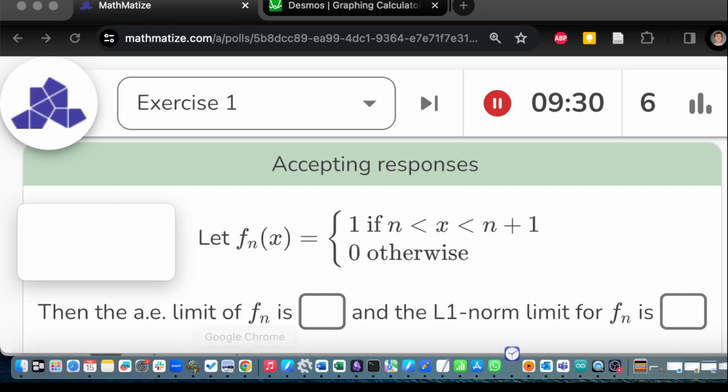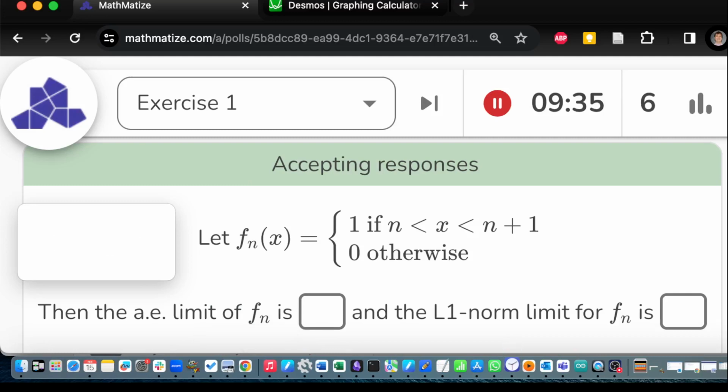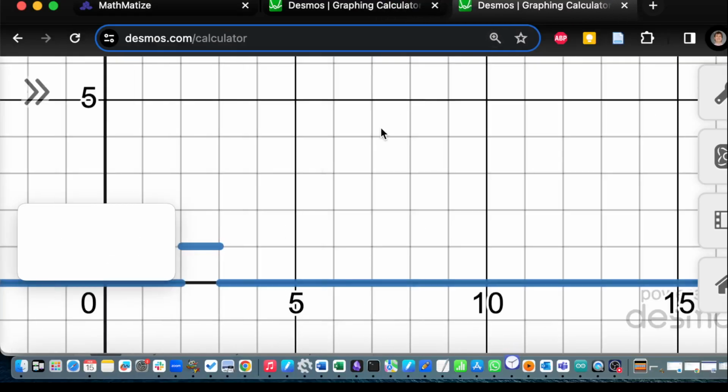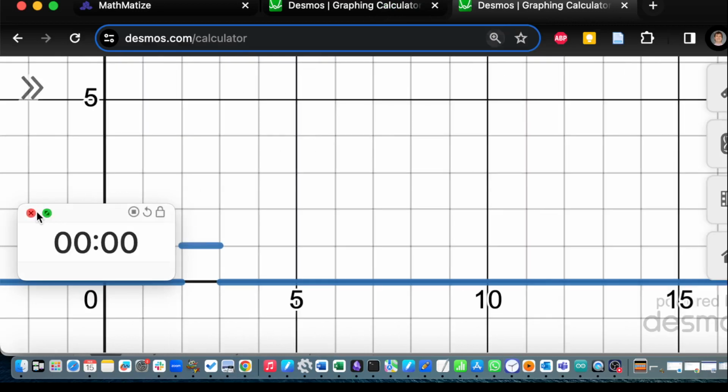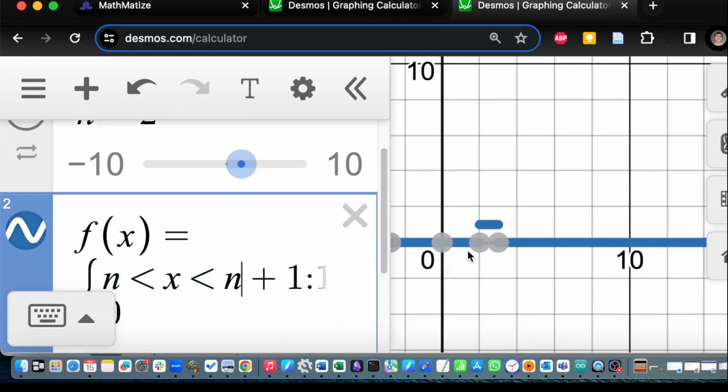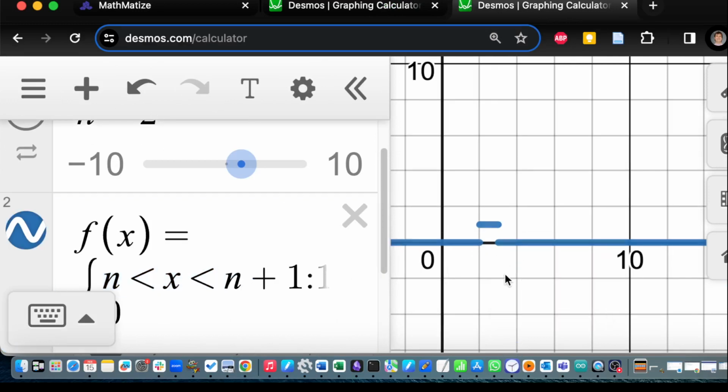While you guys were working, I made a little animation in Desmos, as one is wont to do. So here's the Desmos. Why does it feel so dead? Okay, are you guys ready for the amazing math animation of this function? So it's if you're between n and n plus 1, it's 1, and then otherwise it's 0. So you have like a little bump.